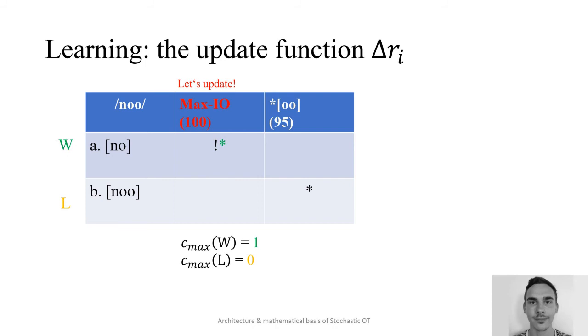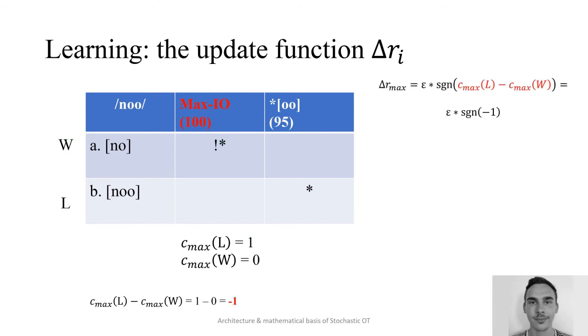Starting with maxIO, the first thing we're going to do is compare the amount of violation marks that candidate W and candidate L have in common or not. W has one violation mark, so Cmax of W is 1, and L has no violation marks, that's why Cmax of L is 0. Next, we subtract Cmax of W from Cmax of L, which results in -1. -1 is negative, so we know beforehand that this constraint needs to be ranked down because it is too strict in the learner's grammar.